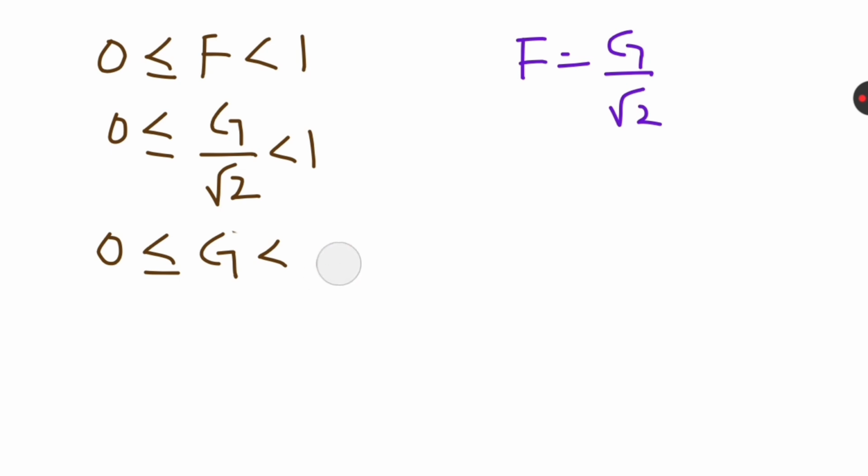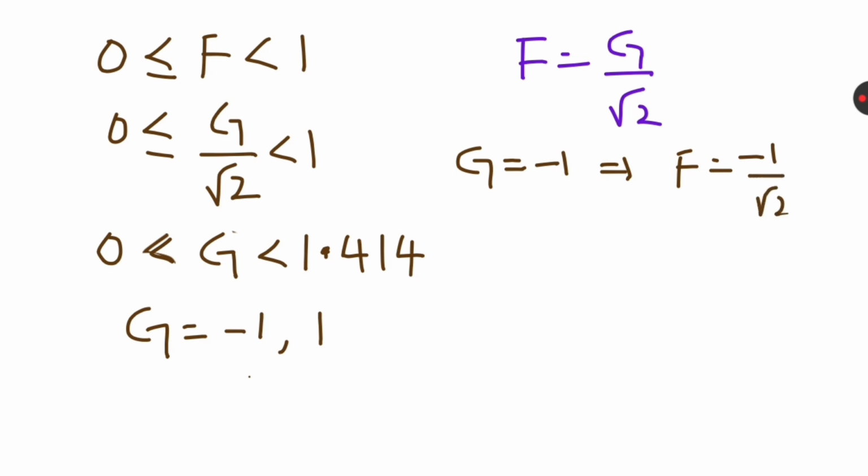So what is the value of root 2? Root 2, the value is 1.414. And we know that this g cannot be 0. If g becomes 0, the function is going to be undefined. That's why you should not take equality here. So just take only 0 less than g less than 1.414. That means the only integer choices for g are minus 1 and 1. So if g is minus 1, then f is going to be minus 1 over root 2. Similarly, if g is plus 1, then f is going to be 1 over root 2.